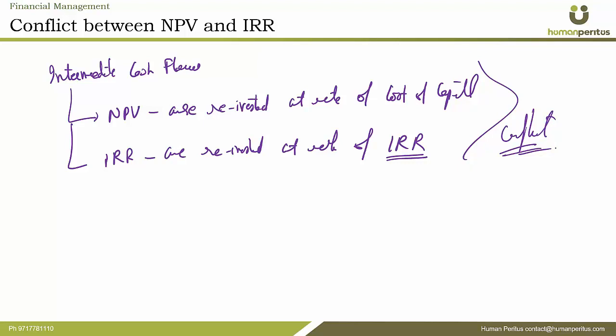Again, this point is very important. NPV method assumes that intermediate cash flows are reinvested at cost of capital, while IRR assumes that intermediate cash flows are reinvested at the rate of IRR. Okay. So any doubt till now?